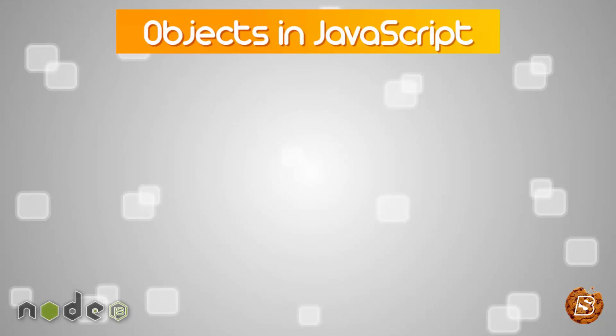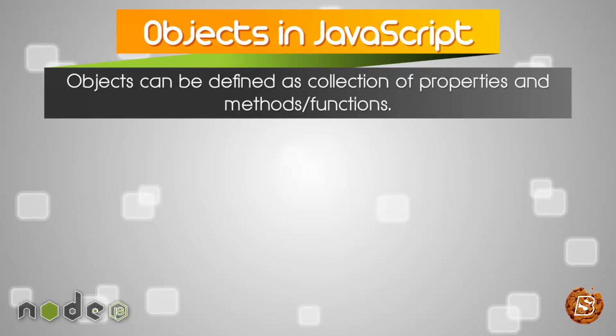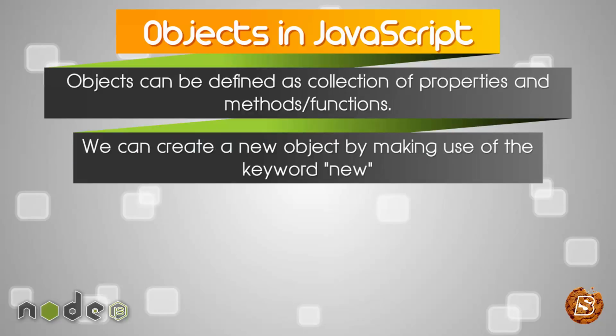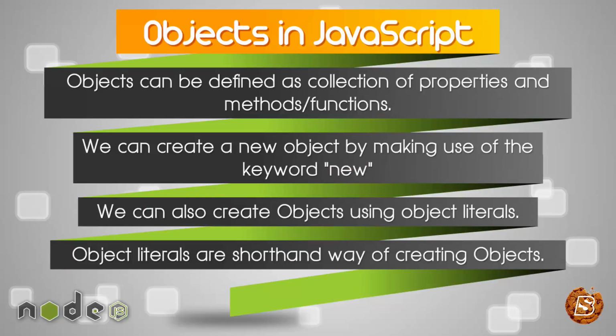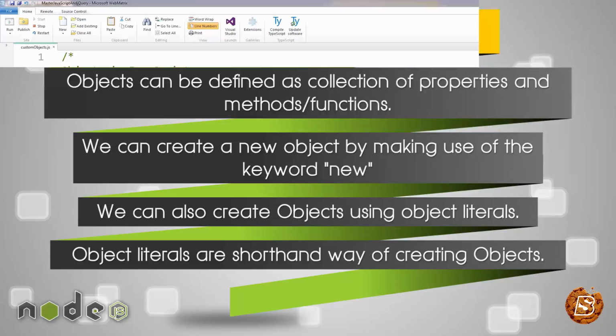In this lecture, we'll be exploring objects in JavaScript. Objects can be defined as a collection of properties and methods or functions. We can create a new object by making use of the keyword new. There's also a shorthand way of creating objects, and that is by making use of object literals. So let's go ahead and explore objects in JavaScript.